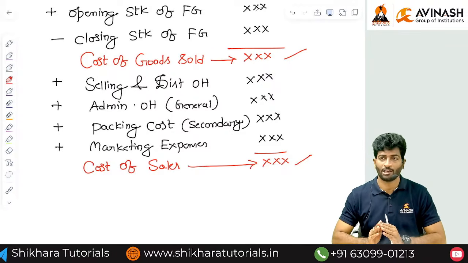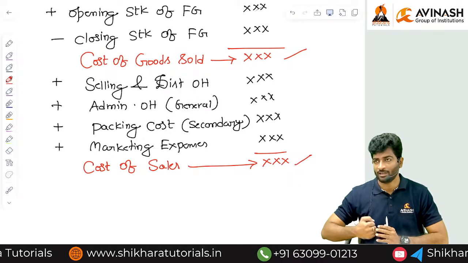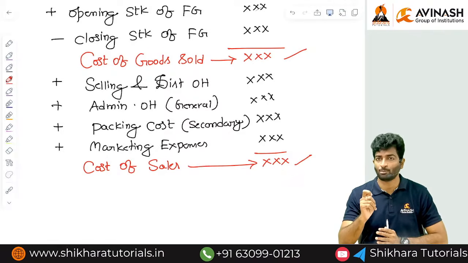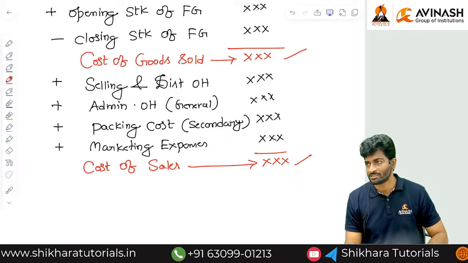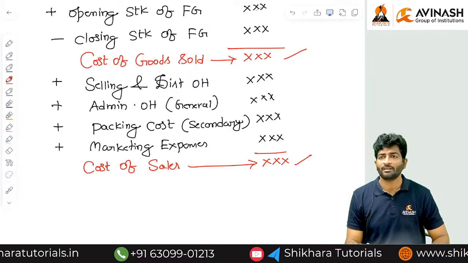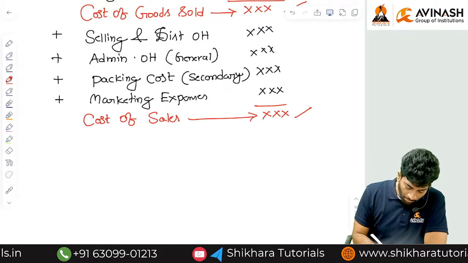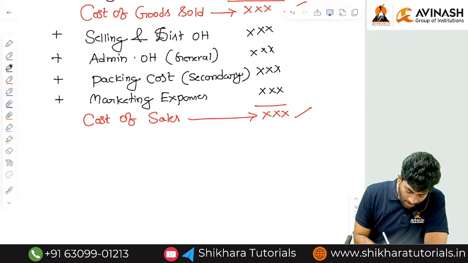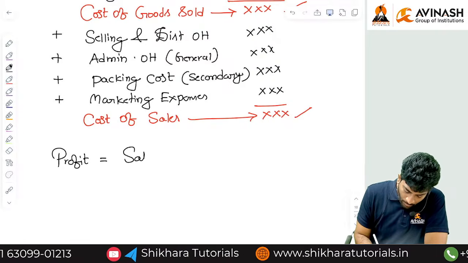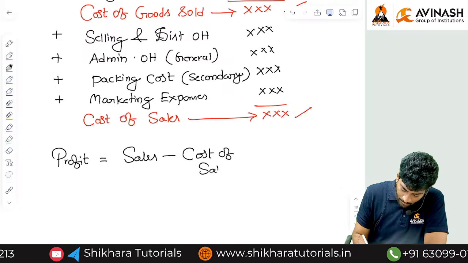Both are related to sale quantity. The difference is, if it is within the factory before the selling expenses are included, it is cost of goods sold. After adding all these expenses, cost of sales is the final number. This is the total cost incurred. So this is the last number in our cost sheet, right? So cost of sales is equal to so and so. Now, if you want to find out profit, you need to compare this cost of sales to the sales figure. Profit equals sales minus cost of sales. Clear?